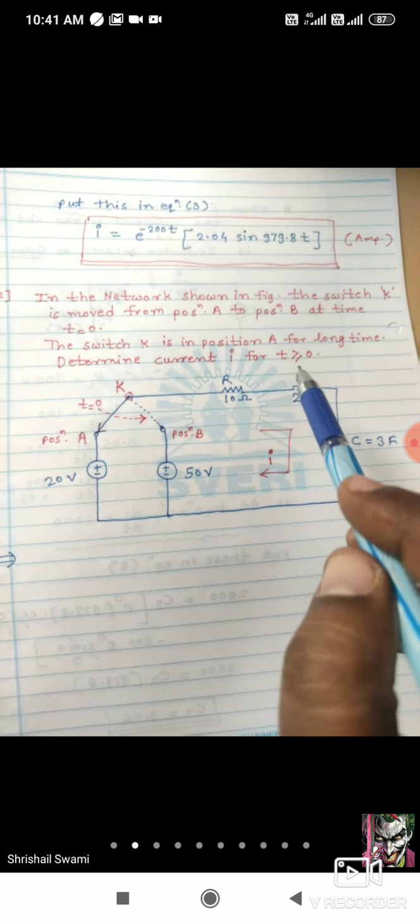So when switch K is moved from position A to position B at time t equal to 0, according to that, I will draw the circuit once again. Carefully draw the diagram.